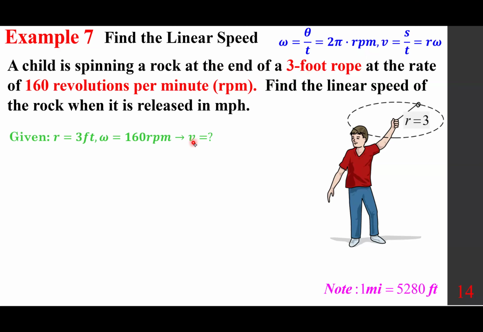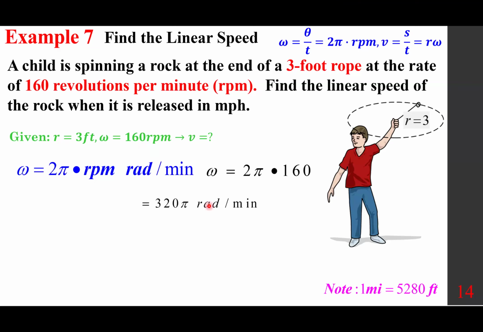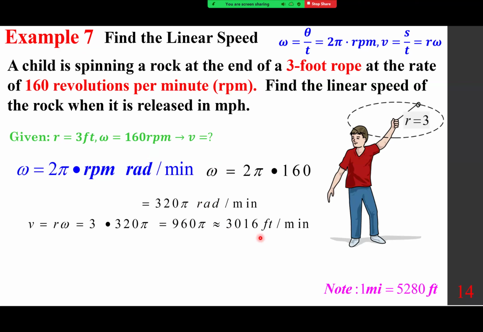First and foremost, we need to multiply this by 2 pi. The reason we do that is because we want it to be in radians per minute. So sometimes we have RPM, sometimes we have RPS, revolutions per second, and so forth. And so now V equals r omega, 960 pi, and you change the pi, roughly this is the amount in feet per minute.